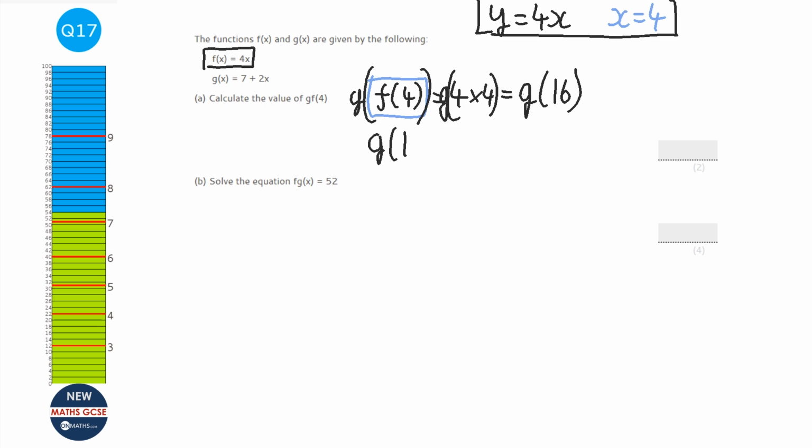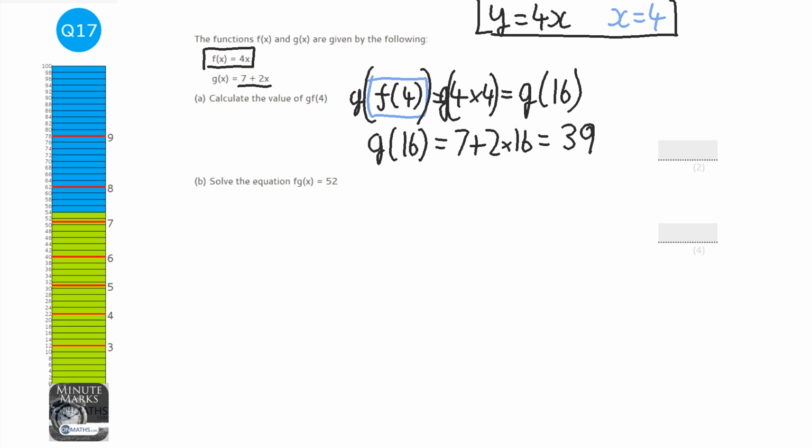So G of 16. We're going to feed 16 into the equation. Well, it says 7 plus 2x, so it's going to be 7 plus 2 times 16. Well, I know 2 times 16 is 32, and I know 32 plus 7 is going to be 39. Okay, and so therefore the answer is just 39. Okay. Perfect, right. The next one.